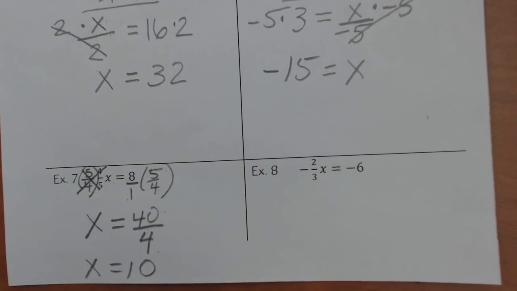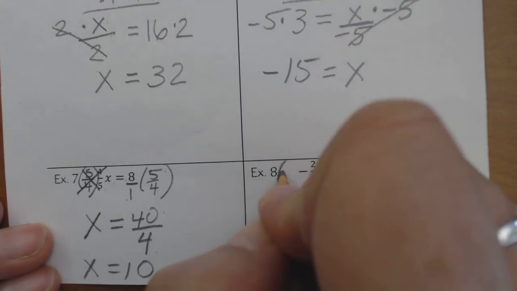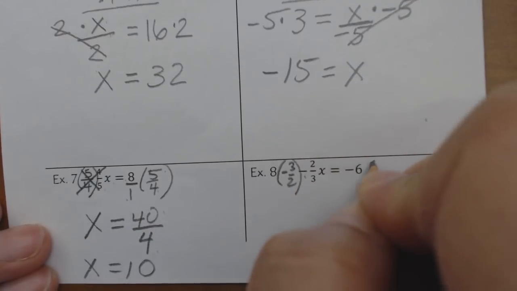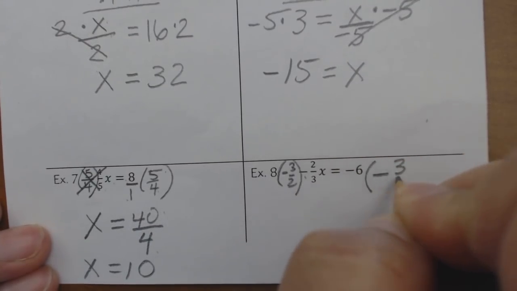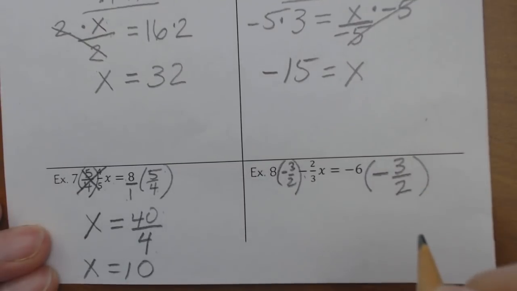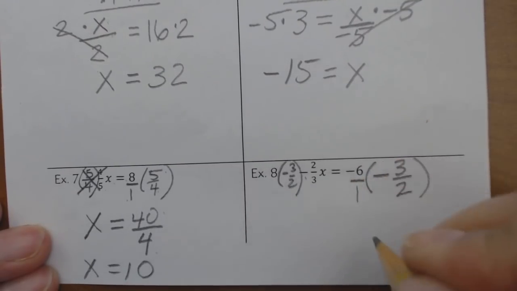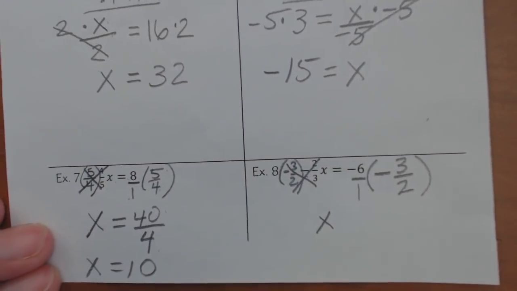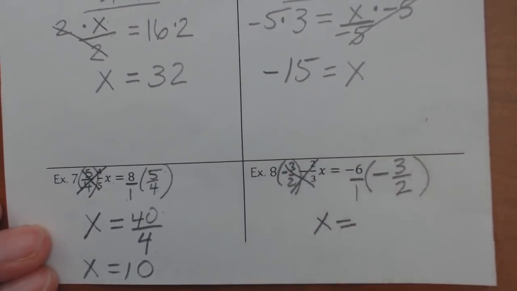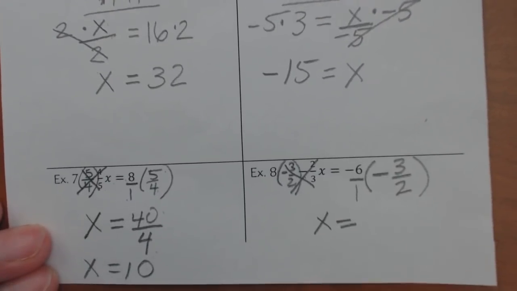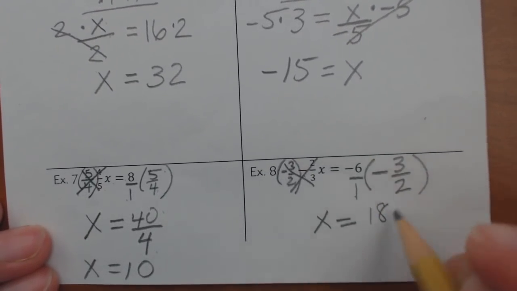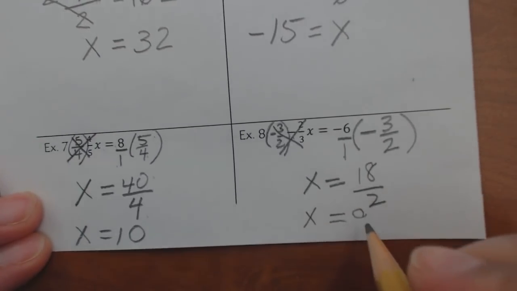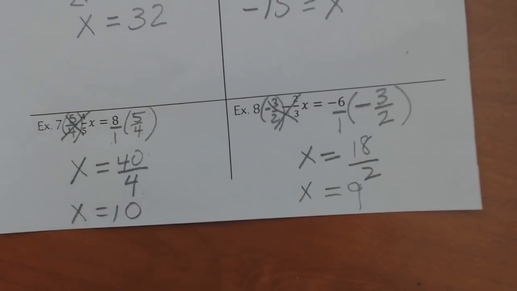And there's your answer. Again, on this one, I'm going to multiply both sides by negative 3/2. So I kept that negative sign, but I flipped my fraction, 3/2. Drop this 6 over 1. Those cross out. I have 1x left. Oops, sorry, my pencil hit that. x equals negative 6 times negative 3 is positive 18. 1 times 2 is 2. 18 divided by 2, because this is division, is 9. And there you have it.